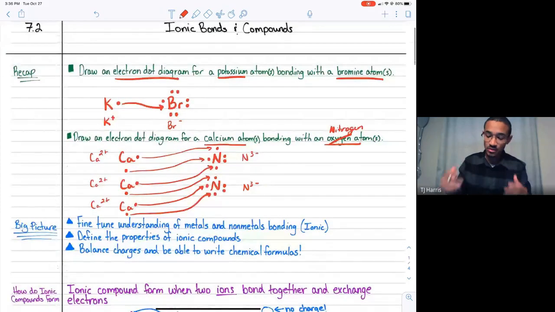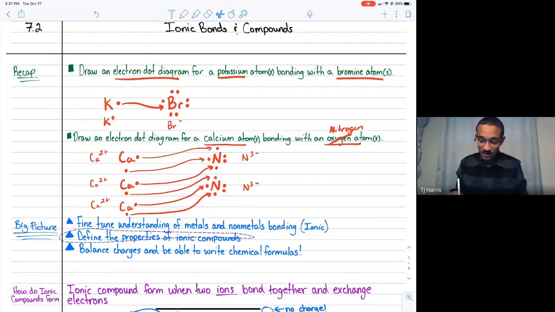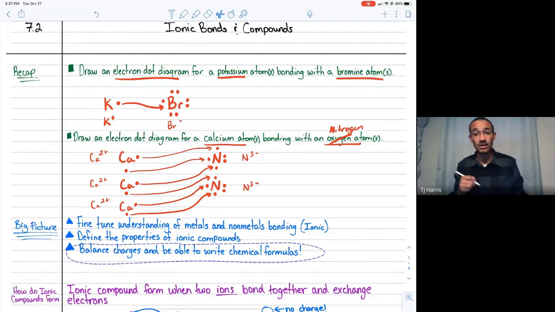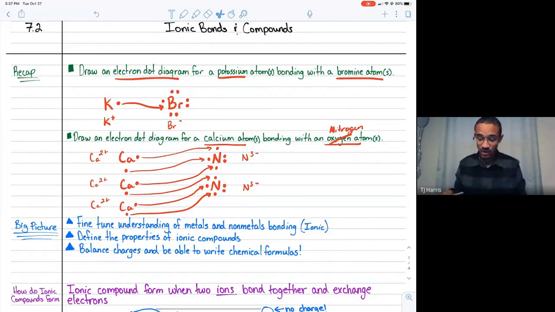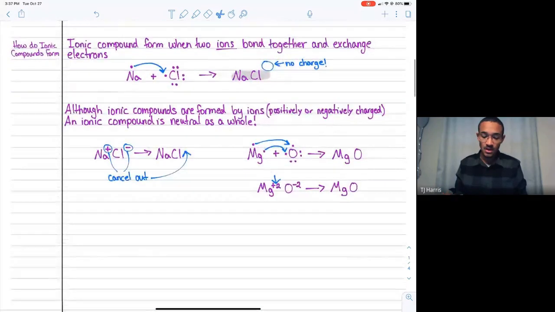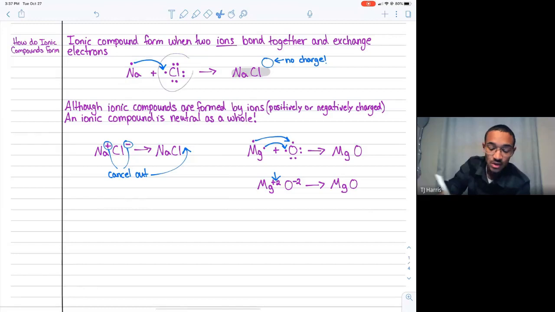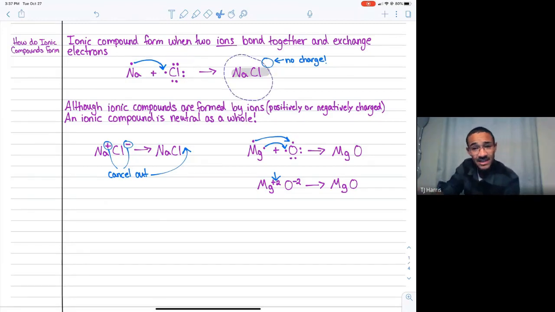So we're going to fine-tune our understanding today with bonding metals and nonmetals, talk about the properties of ionic compounds, and be able to write full-on chemical formulas, balancing out the charges. So this is what we've been doing. We know that these ionic compounds form. Sodium gives that electron to chlorine, for example. And here's what we end up with. We actually end up with NaCl.